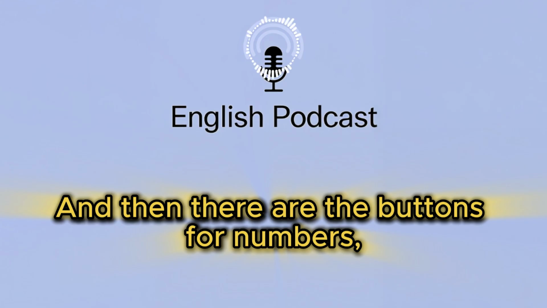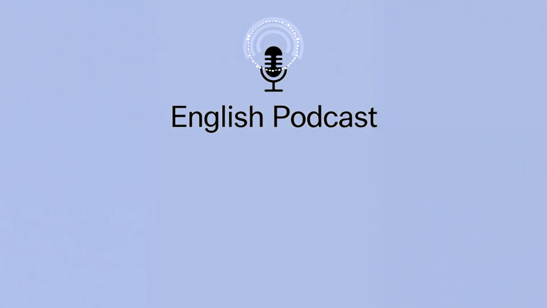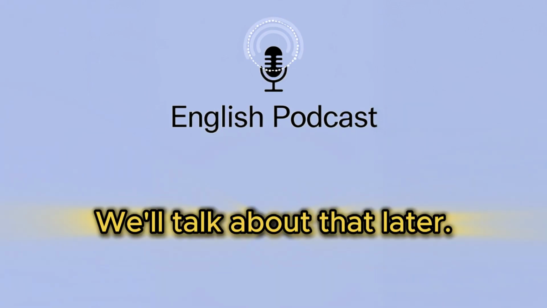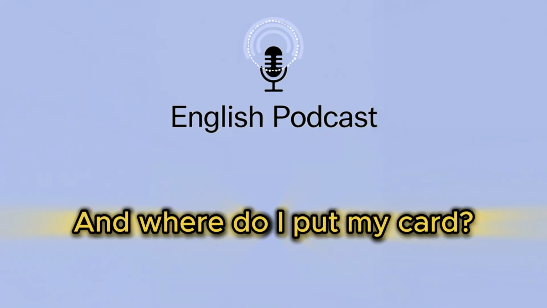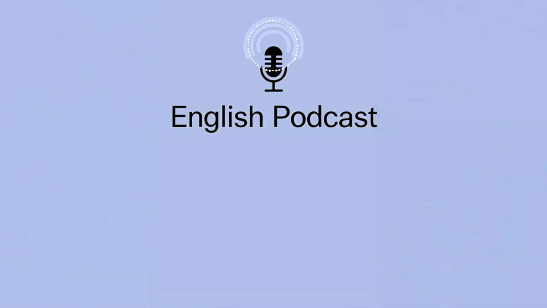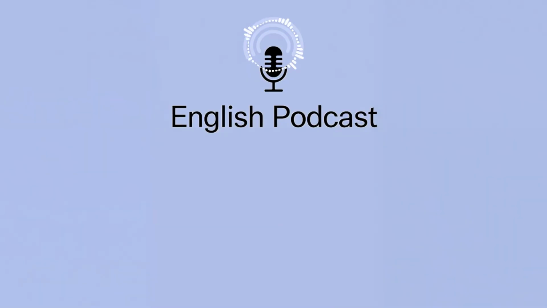And then there are the buttons for numbers, like on a phone. Yes. That's the keypad. Keypad. You use it to type numbers, like your secret code. We'll talk about that later. Keypad. Okay. And where do I put my card? There's a little slot. That slot is the card reader. It reads your card. You insert, you put your card in there. Card reader. Makes sense.